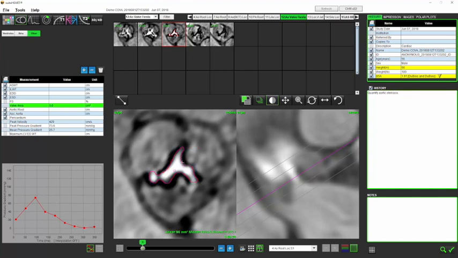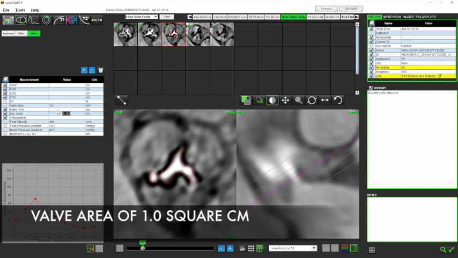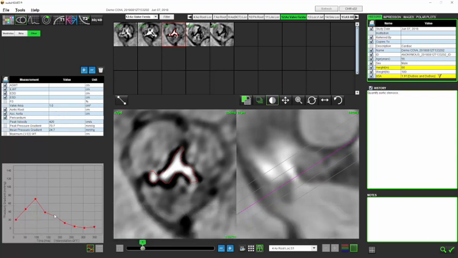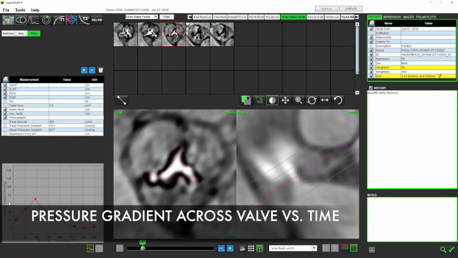And we can touch it up a little bit if we want to here. And we're getting about a valve area of 1.0 square centimeters. And what you can see here now is the value of having traced all the phases and all the slices. We now have a pressure gradient across the valve versus time.